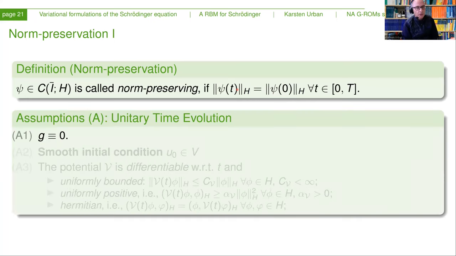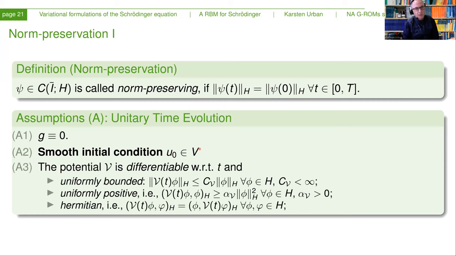Typically, this is proven under certain assumptions. First of all, of course, the right-hand side needs to be zero, otherwise it injects energy into the system. That's why you only look at G equals zero. But now comes the point: typically you need smooth initial conditions. You see here u is in V, that means u is in H1 or H10, and that means the solution stays in H10 for all times. So necessarily, if you are asking for norm preservation, then you are in the smooth case, and that is maybe the good case for model order reduction. We also need some assumptions on the potential, namely it's differentiable, uniformly bounded, positive, and Hermitian. So this is well known.